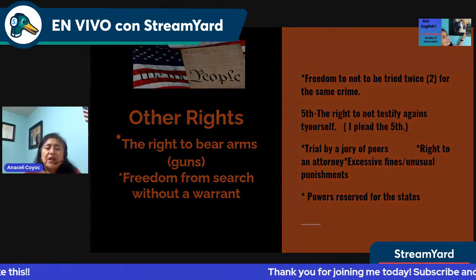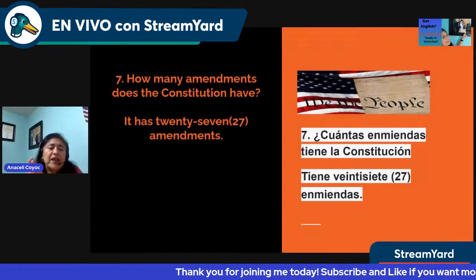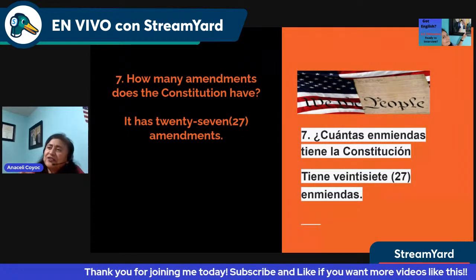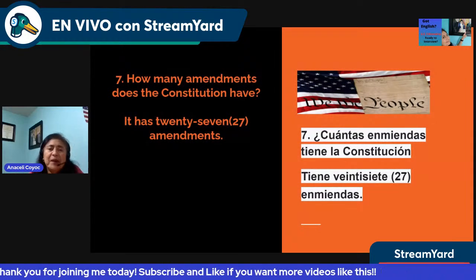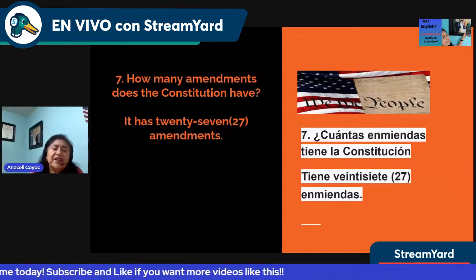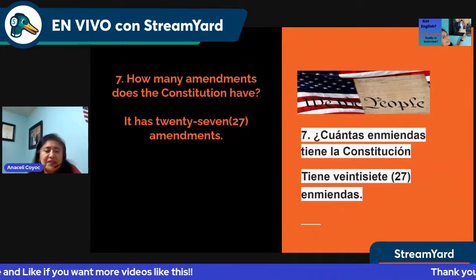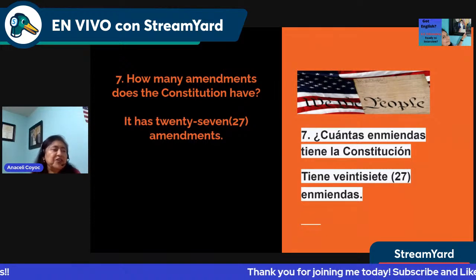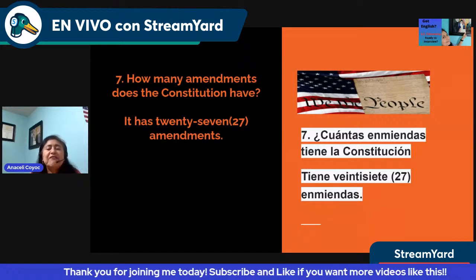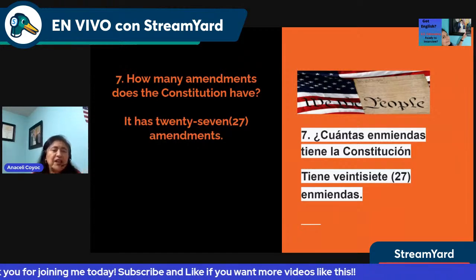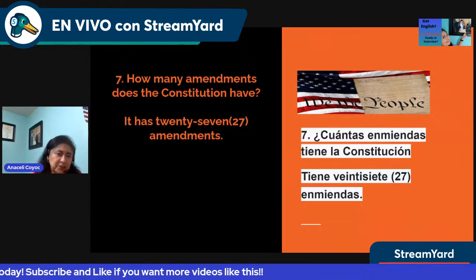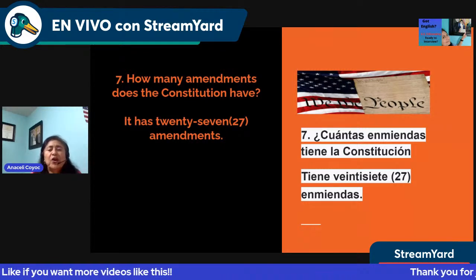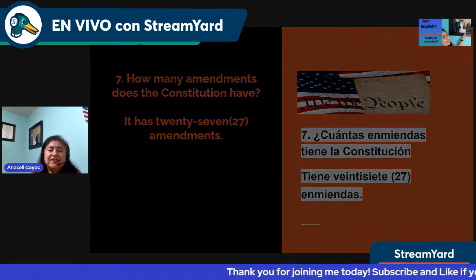Okay, moving along. How many amendments does the Constitution have? It has 27 amendments. So since the Constitution was designed and developed by the Founding Fathers, we've had 27 amendments to the Constitution. And the first 10, as we've spoken before, are called the Bill of Rights. Next.